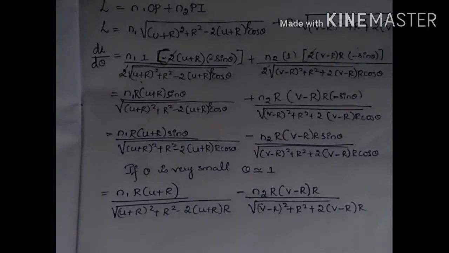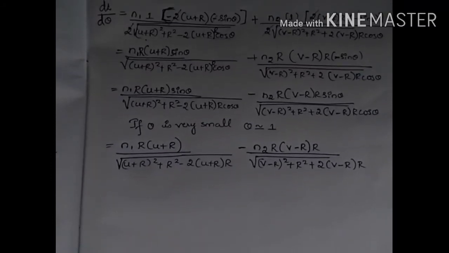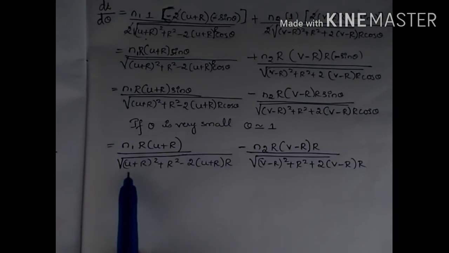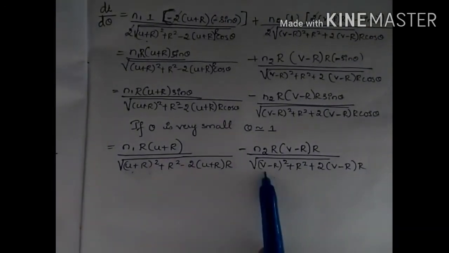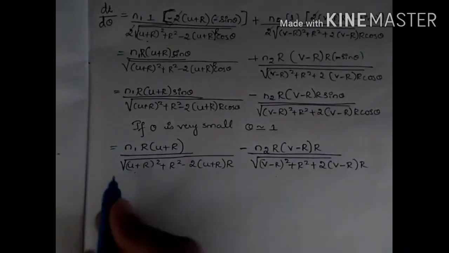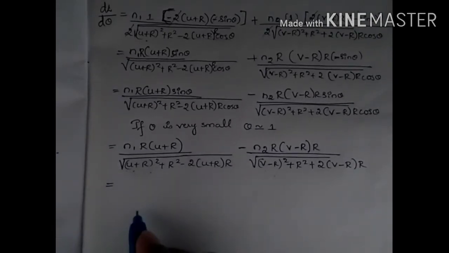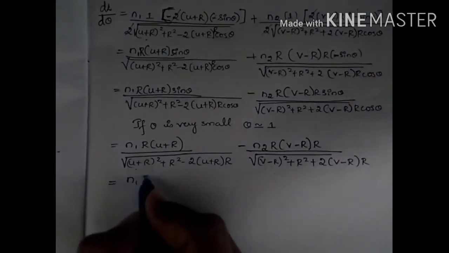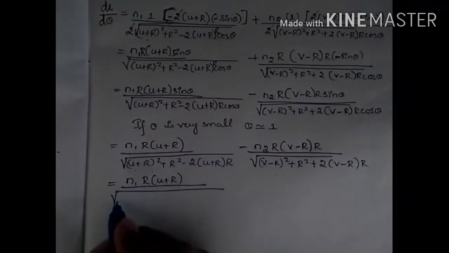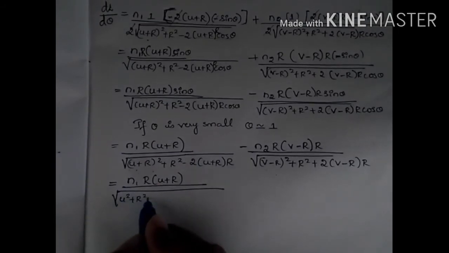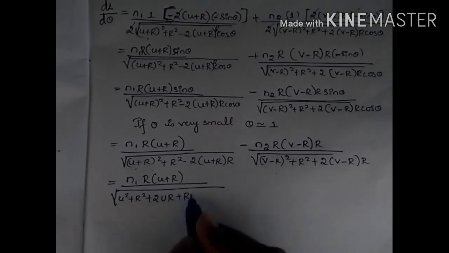So this is the equation that we got after substituting theta equals 1. Now you have two terms here. This is something like (a plus b) whole square, and this is (a minus b) whole square. So write them in terms of u square plus r square plus 2ur, and so on.